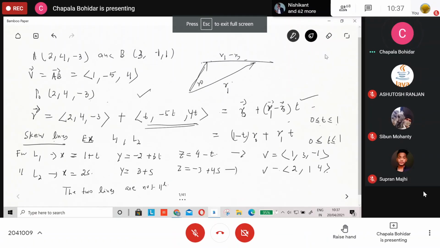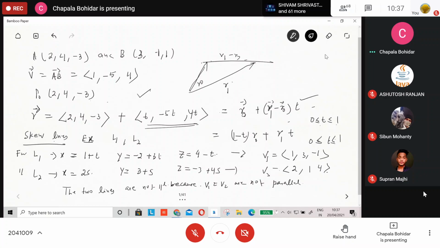Okay. Because V1 and V2 are not parallel. Then we have to check whether they are intersecting or not. Now we have to check whether they are intersecting or not.